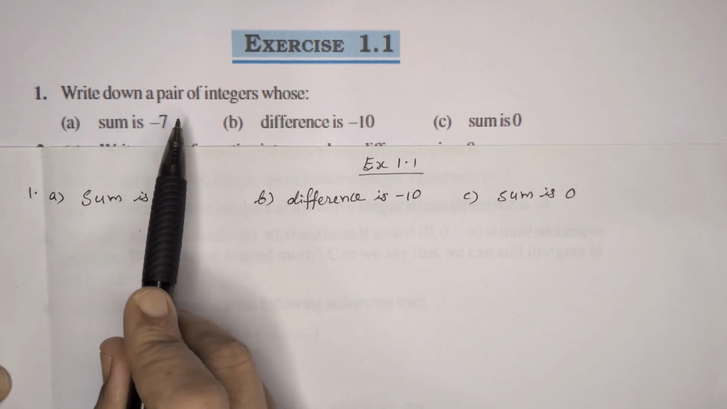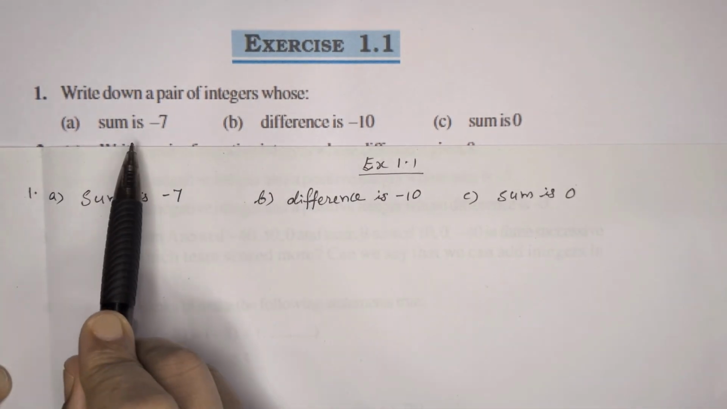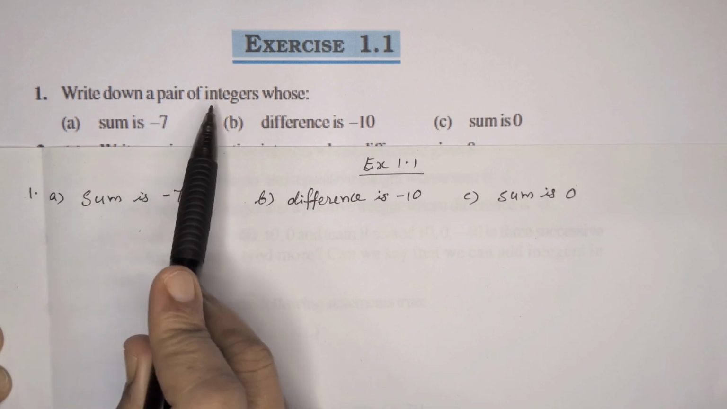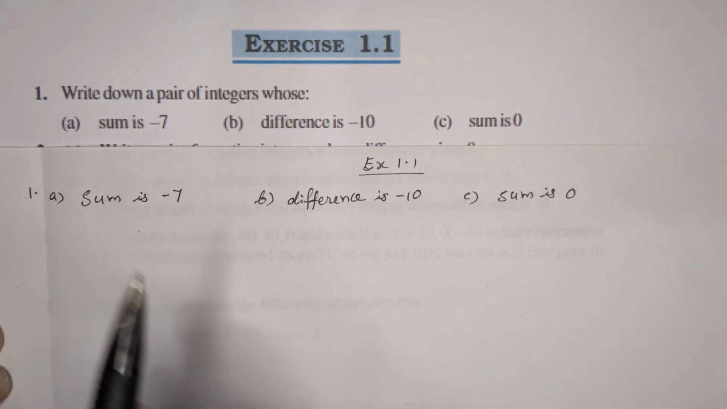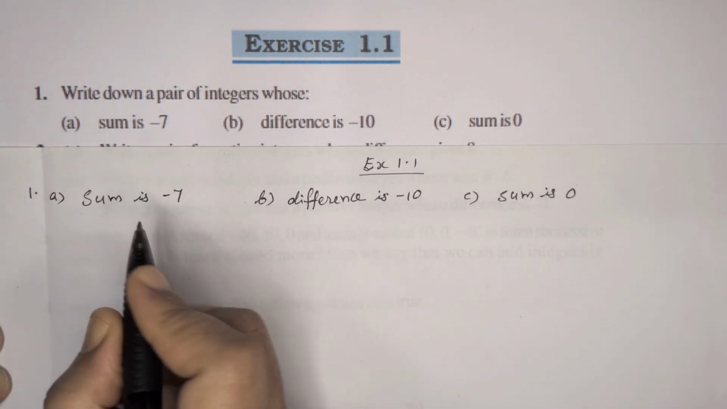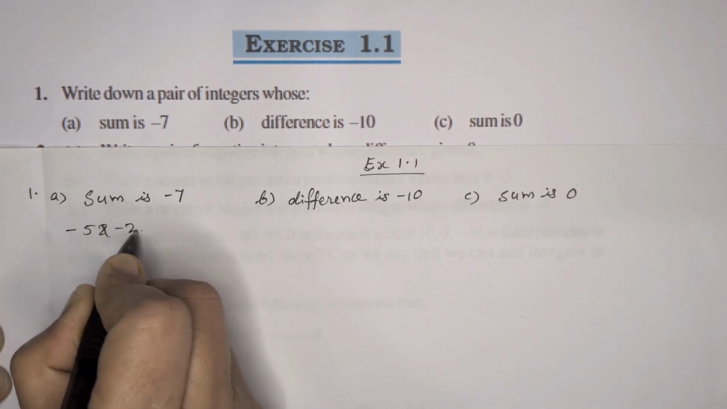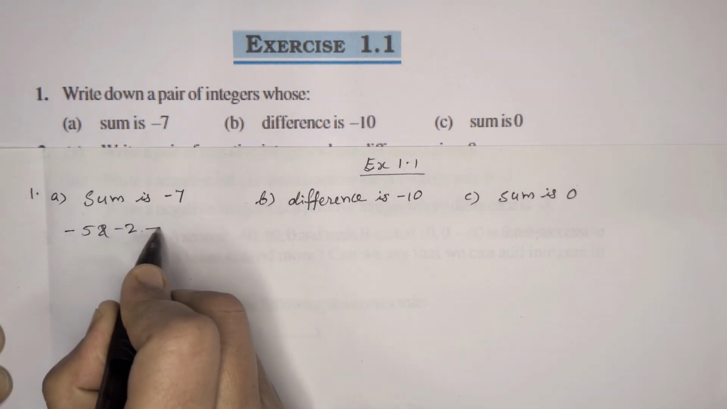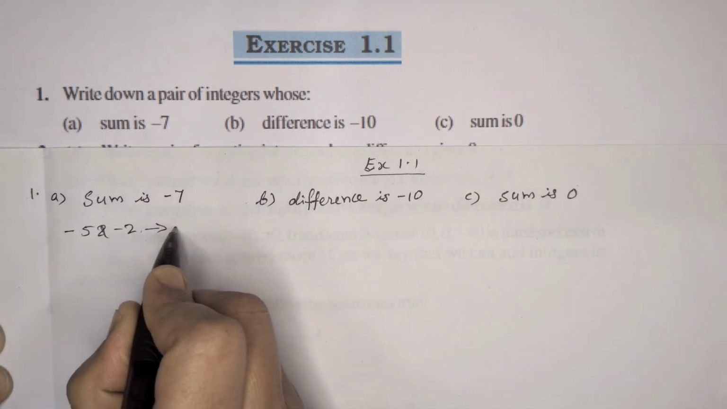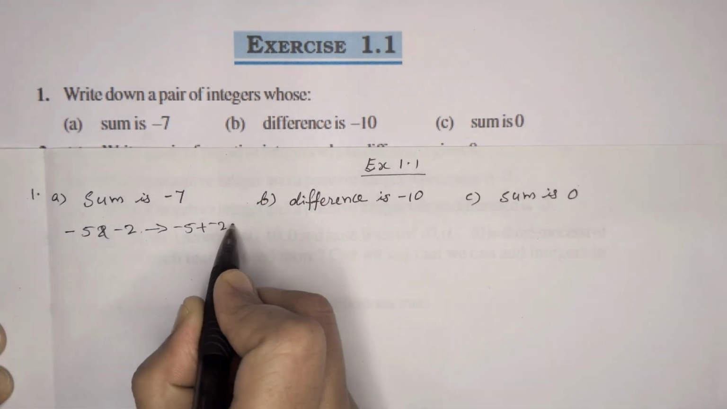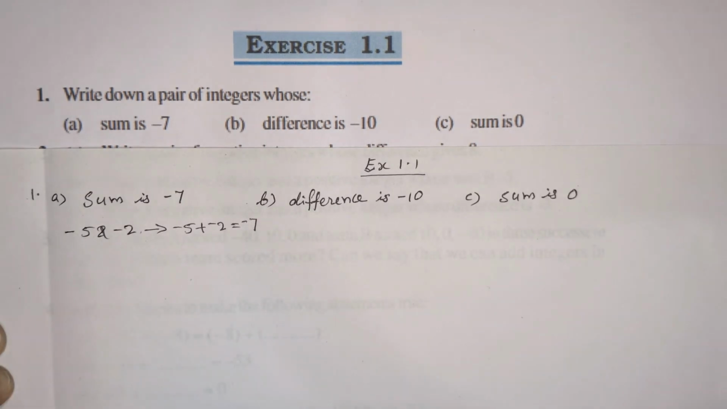Write down a pair of integers whose sum is minus 7. A pair means two numbers such that the sum is minus 7. We can take any numbers, for example, minus 5 and minus 2. If we are taking these two numbers, minus 5 plus minus 2 is equal to minus 7.